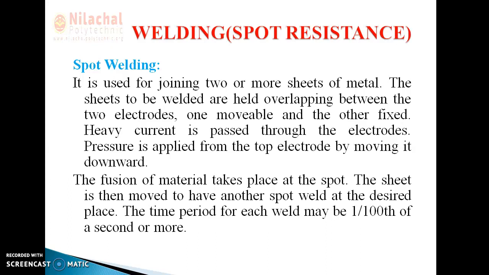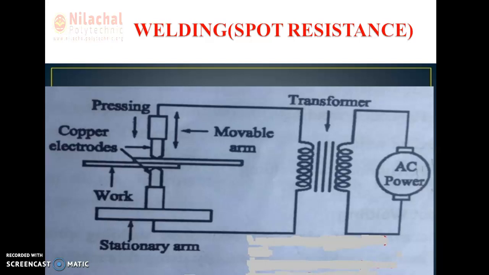The sheets to be welded are held overlapping between two electrodes, one movable and the other fixed. Heavy current is passed through the electrodes, and thereafter pressure is applied by the top electrode, moving it downward. The fusion of the metal takes place at the spot. The sheet is then moved to make another spot weld at the desired place. The time period of each weld may be 1 to 100th of a second or more. So this is the figure.